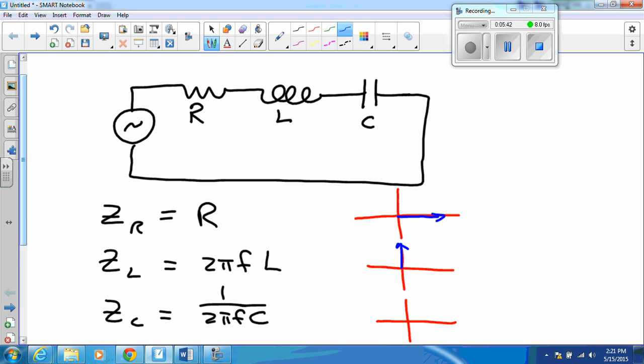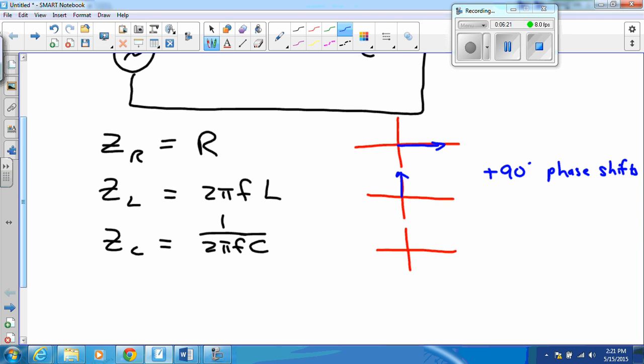We're going to think of the inductor as having an impedance that is 2 pi FL, but it is going to be directed plus 90 degrees, and we call that the phase shift of the inductor. The phase shift of the inductor is plus 90 degrees. What that really means is that if I have just a circuit with an inductor, then the current is going to be 90 degrees out of phase with the voltage, because of the lag, because of the inductance.